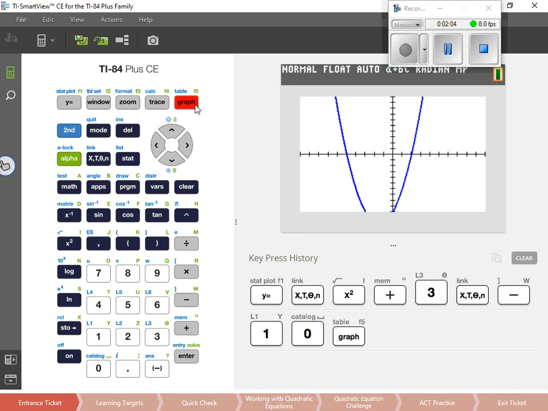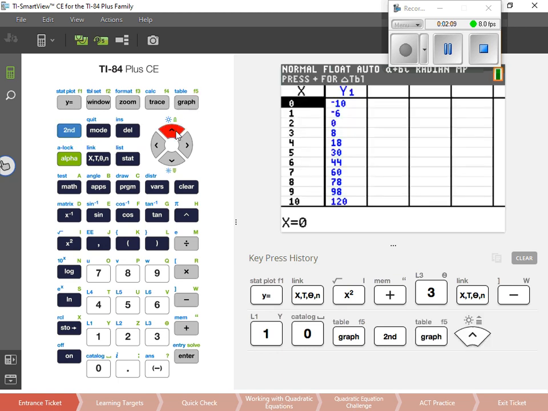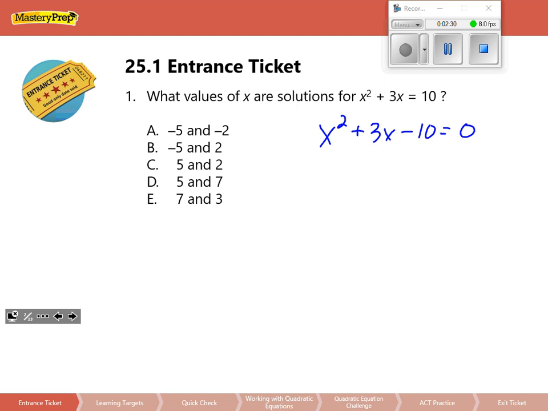If we wanted to tell us the exact numbers, we can do second table. And we're looking for where the y values are 0. One of them is at 2 and the other is at -5. So we have 2 and -5. So the one with 2 and -5 is answer choice B.